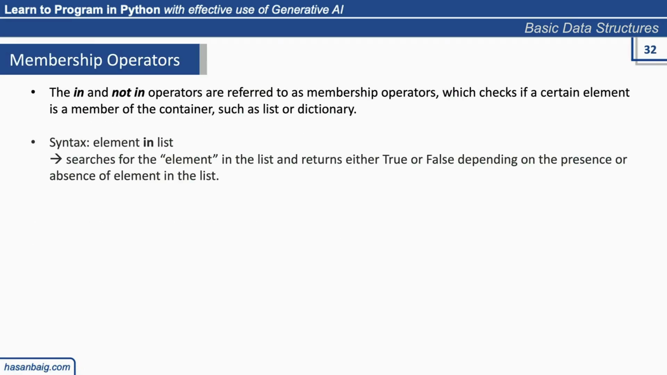In and not in operators. So for example, if you need to find an element in a container, whether a particular element exists, you can use a very quick operator, in and not in. These are very convenient operators.